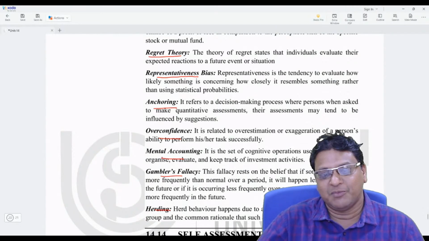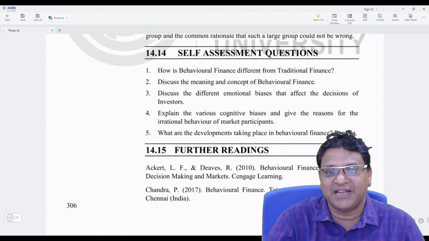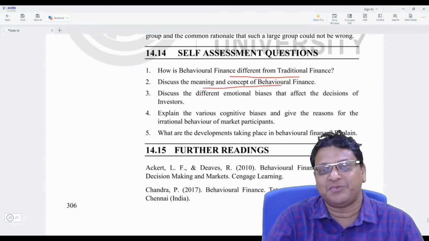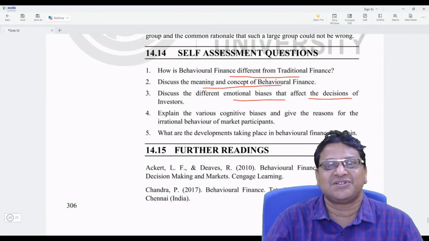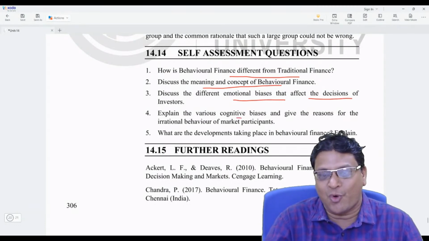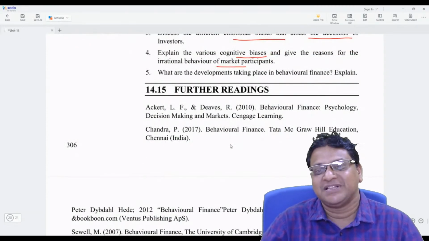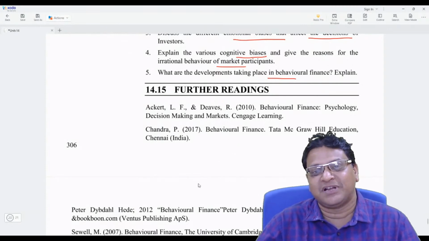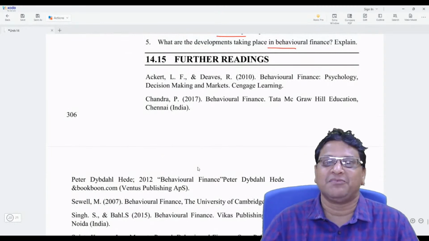Next, we will discuss some of the important questions on behavioral finance. So what is behavioral finance? How is it different from traditional finance? Discuss the meaning and concept of behavioral finance. Discuss different emotional biases that affect the decision of the investors, and discuss various cognitive biases that influence the decision of the market participants. Then what are the recent developments that are taking place in behavioral finance? These are some of the further reading materials. You can read these materials to know more regarding behavioral finance.